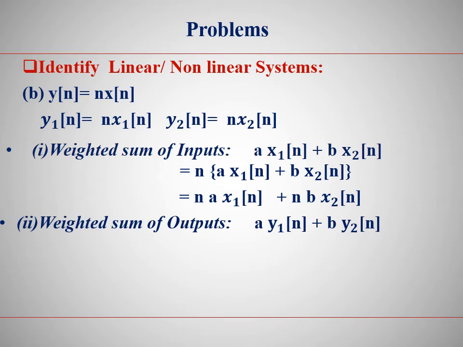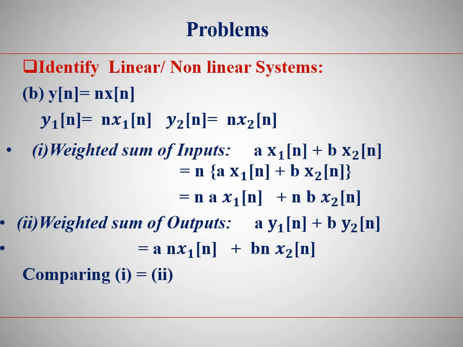Next is, what could be the weighted sum of outputs? For considering the weighted sum of outputs, the expression is a into y1 of n plus b into y2 of n. And this is going to be equal to a into y1 of n, which is n into x1 of n, y2 of n is n into x2 of n, and hence this would be a into n x1 of n plus b into n x2 of n. Since these two are constants, we could write them as same. Thus, 1 and 2 are same, resulting in the system being linear.